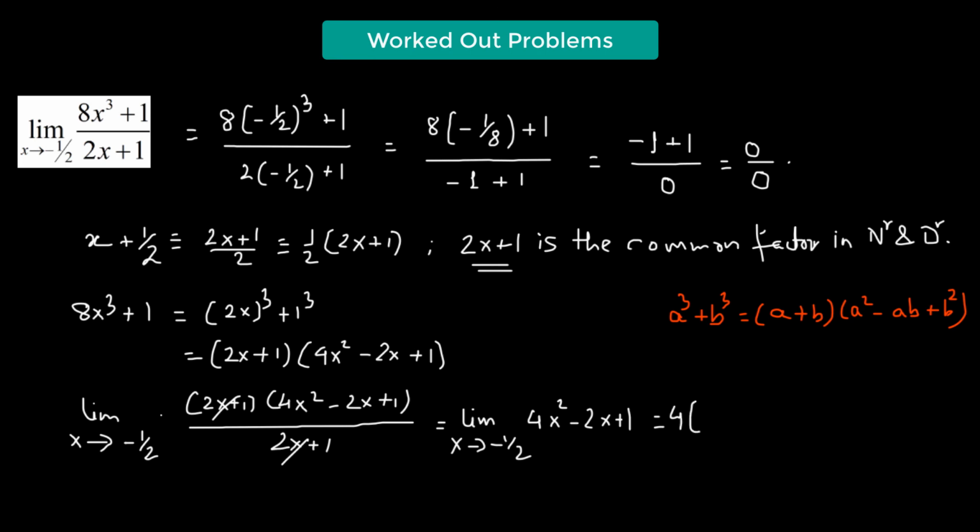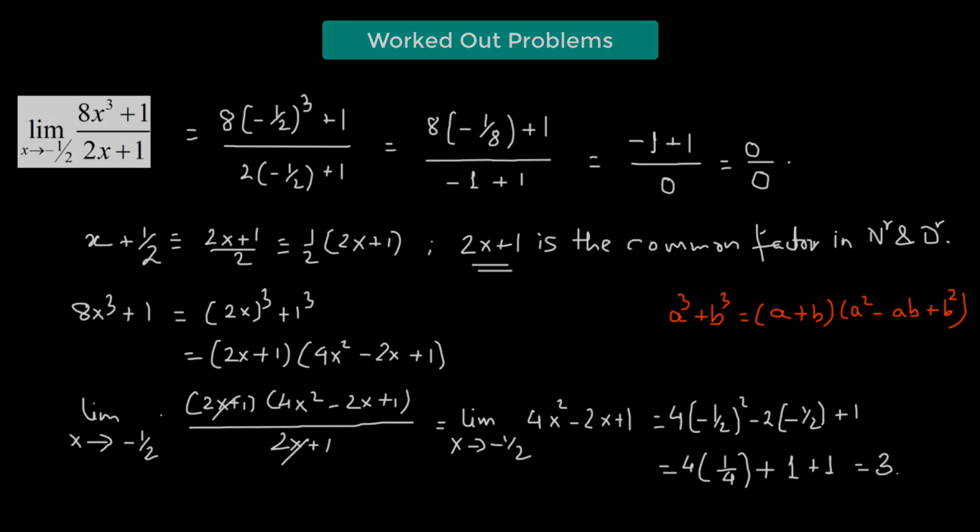So we have 4 times negative half squared minus 2 times negative half plus 1. 4 times negative half squared will be positive 1/4, so 4 times 1/4 is 1. Negative 2 times negative half is going to be positive 1, plus 1. So we finally have 1 plus 1 plus 1, which gives us a limiting value of 3.